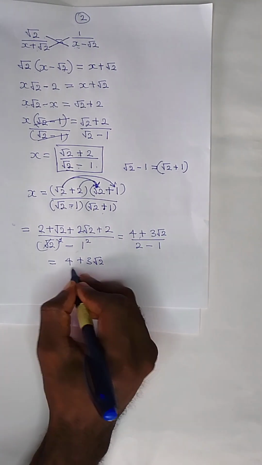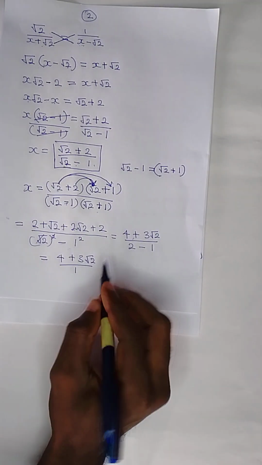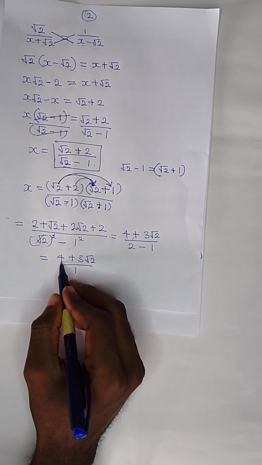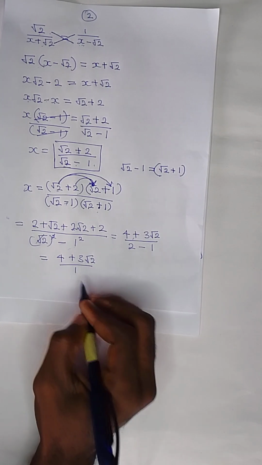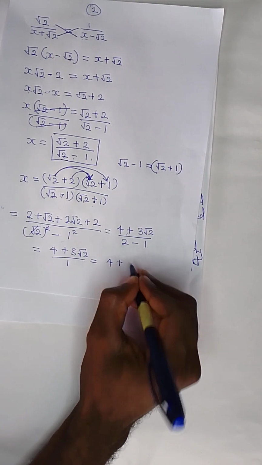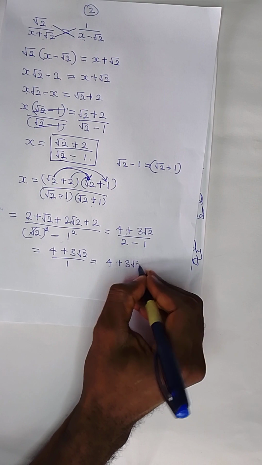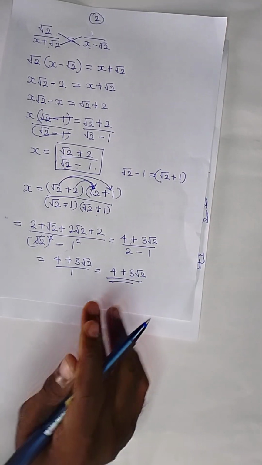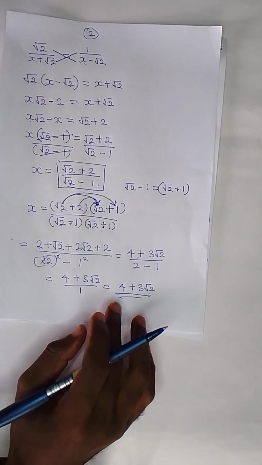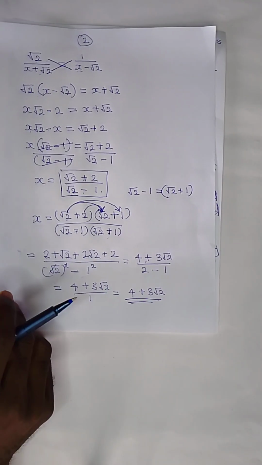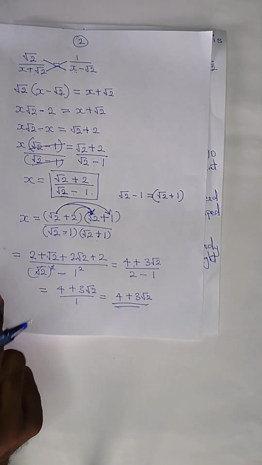So 2 minus 1 is what? 1. Remember, anything divided by 1 will give you that same thing. So 4 plus 3 root 2 divided by 1 is going to give us 4 plus 3 root 2. So this is the answer to question number 2.